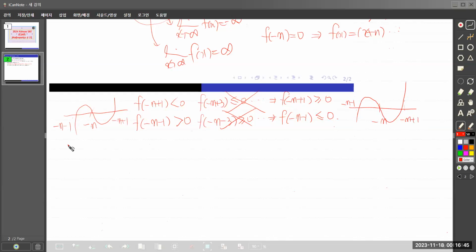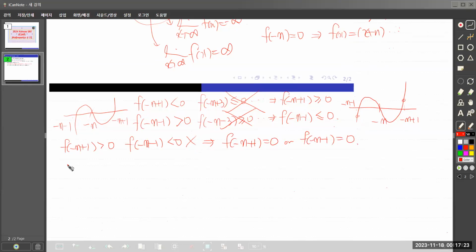And if both f(-n+1) is positive and f(-n-1) is negative, so here and here, then this is positive and this is negative, then we have a trouble. So this violates condition 3. So we cannot have this situation. This cannot happen, which means that one of them must be 0. So f(-n+1) is equal to 0, or f(-n-1) is equal to 0.